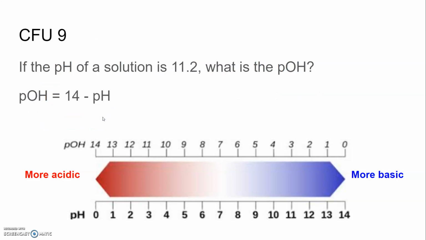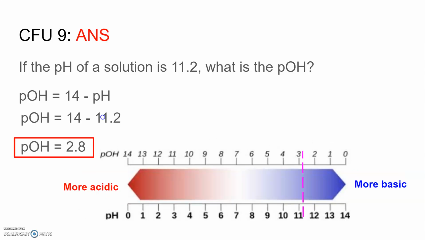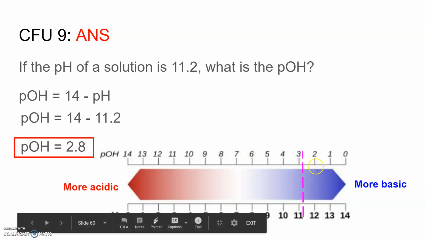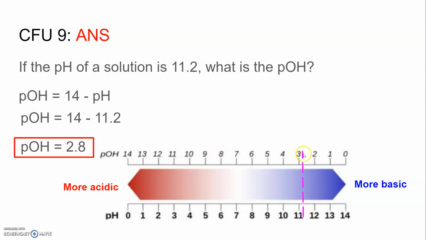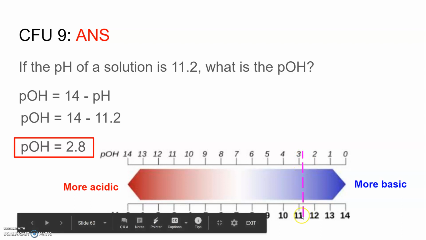All right, next CFU. If the pH of a solution is 11.2, what is the pOH? And you can use that formula here. Pause the video. When you press play again, the answer will be revealed. All right, so all we do is 14 minus our pH of 11.2 gives us a pOH of 2.8. And I'm showing you roughly where that is here. So pOH of 2.8, this is 2, that's 3, so 2.8 is around here. And that does correspond to 11.2 on the pH scale below it.